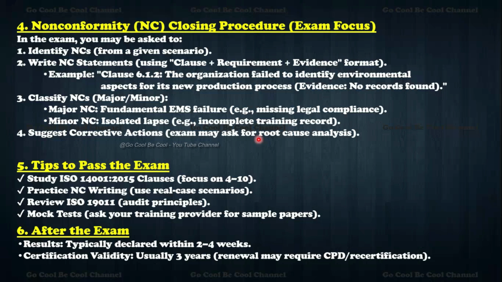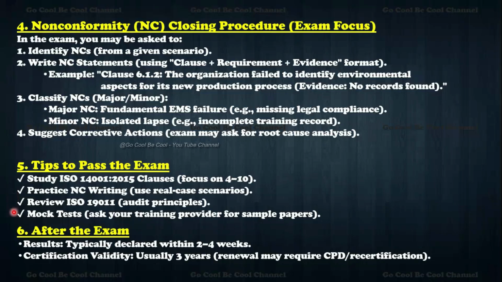So what is to be done? As a fifth point, study ISO 14K clauses, so focus on 4 to 10. So start with the context, leadership, and so many kinds of things as we have. Practice NC writing, so use real case scenarios. Review ISO 19011 audit principles, and then we are supposed to do a mock test.